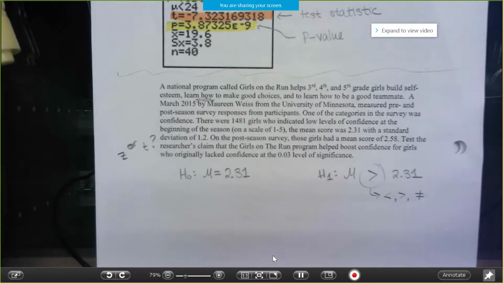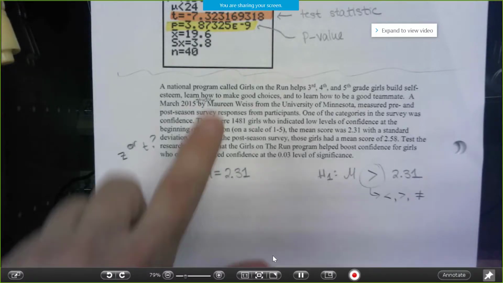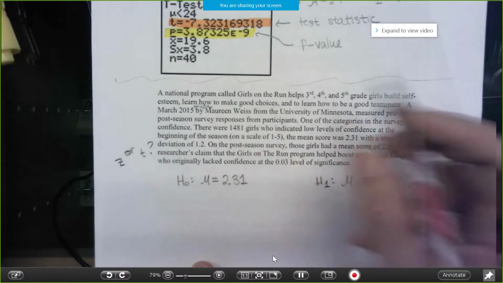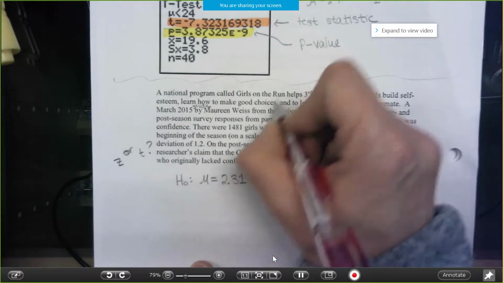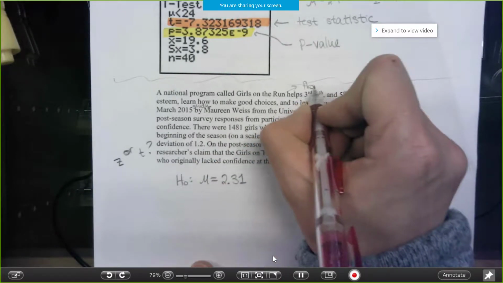Okay, so the Girls on the Run is a national program. And I guess I didn't say this in the paragraph. Let's say there were 1,481 girls, we'll just say from Minnesota.